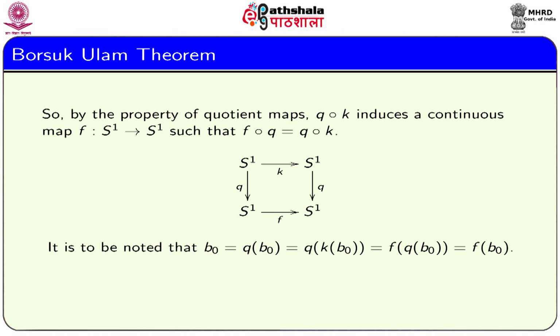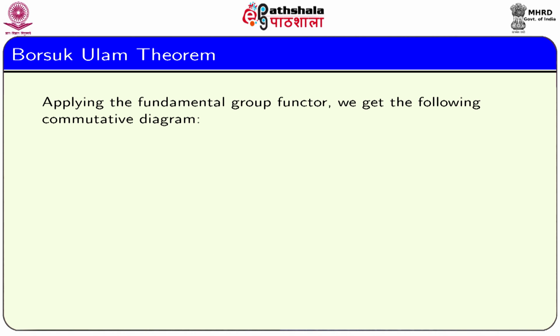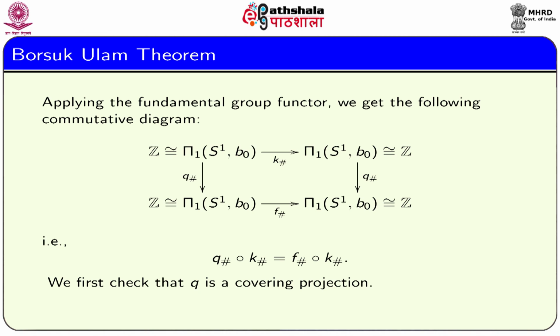It is to be noted that B0 equals Q of K of B0, and that is equal to f of q of b0, which is equal to f of b0. Also, k of minus b0 equals minus b0. So, applying the fundamental group functor, we get the following commutative diagram. In the diagram, we have q sharp composed k sharp is equal to f sharp composed k sharp.